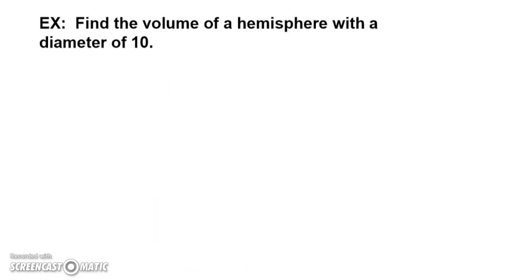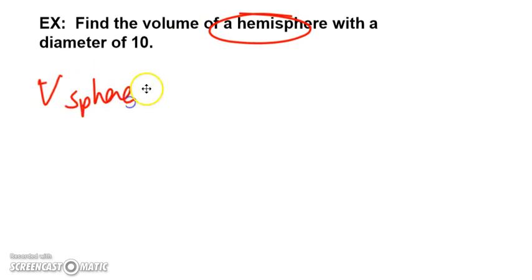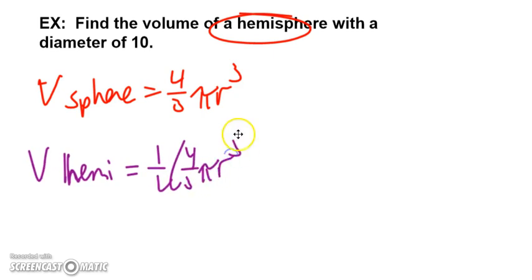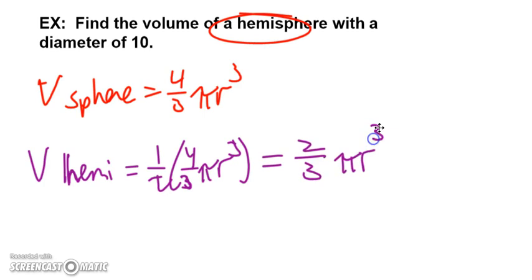For our last example, we're finding the volume of a hemisphere. So since a hemisphere is just half of a sphere, if the volume of a sphere is 4/3 pi r to the third power, then the volume of a hemisphere will be half of that. And when we simplify the half and the 4/3, we find out that the volume of a hemisphere is just 2/3 pi r to the third power.